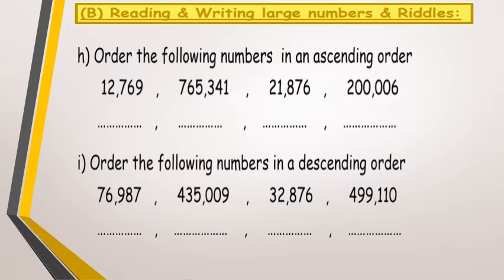To know which one I will start with, I will look at the greatest place value. I have here 1 in 10,000 and 2 in 10,000. Of course, 1 is smaller, so I will start with 12,769. So I will mark it and choose the next one, which would be this. I have here 6 digits and here 6 digits. So I will look at the greatest place value and see which is bigger. 700,000 or 200,000. Of course, 200,000 is smaller, so I will start with it, 200,006. Then the last number will be 765,341.